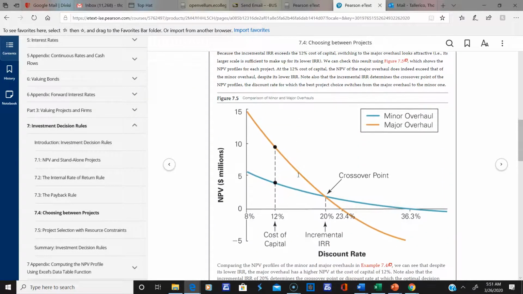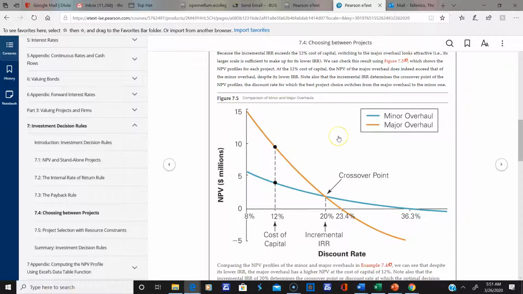So let's look at the graph, and it's interesting. Notice the crossover point right here. Here is the minor overhaul. Here is the major overhaul. Okay. Notice the incremental internal rate of return we calculated up here is the crossover point of the two projects. You see that? Incremental IRR. And for different discount rates, now notice this. For the cost of capital, the major overhaul has the higher net present value. Everyone see that? Versus the minor overhaul. So basically, based on the net present value, you'd want to do the major overhaul.